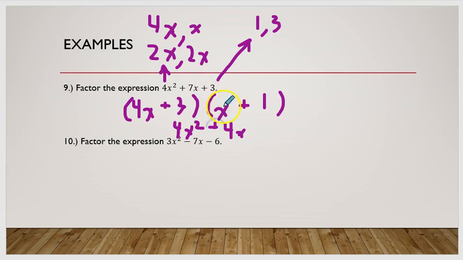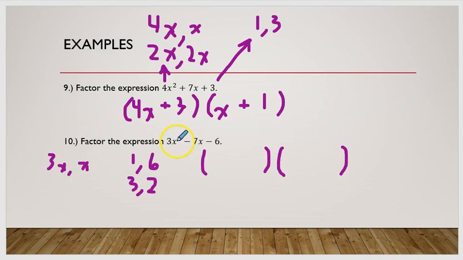3 times x is 3x. And 1 times 3 is 3. So if you combine the like terms here, we end up with 4x squared plus 7x plus 3. So that's how I knew that this was the correct factoring. This is just me checking my answer, but that's how I know I put the right numbers in the right spots for my breakdown here on number 9.